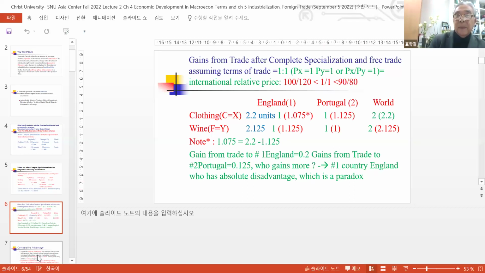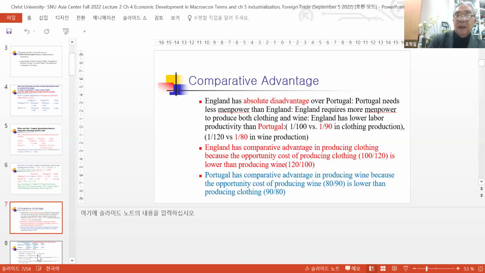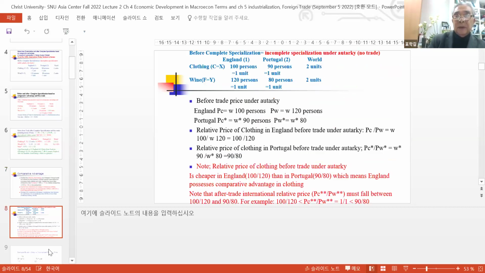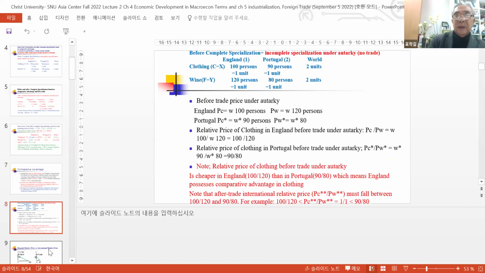Okay. So this is the comparative advantage conclusion. And this is somewhat more extra discussion.